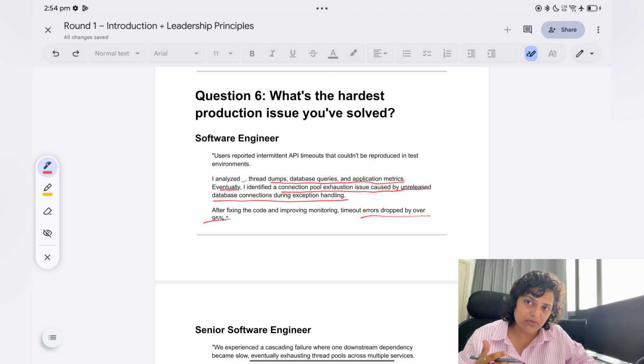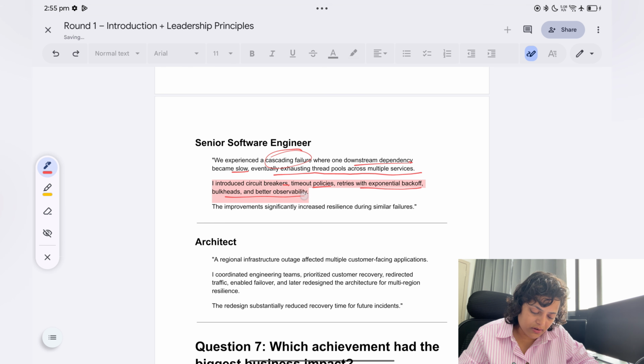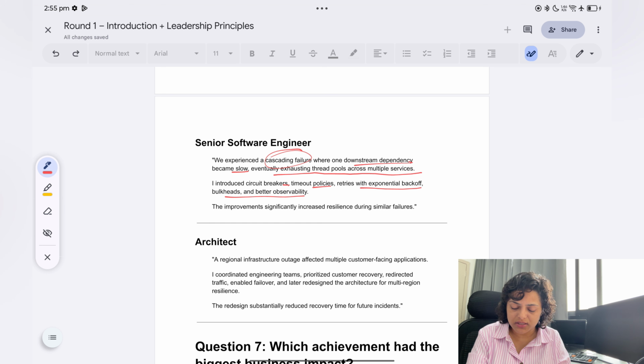Now what would a senior software engineer be expected to answer for what's the hardest production issue you have solved? A senior software engineer will say that we experienced a cascading failure, where one downstream dependency became slow, eventually exhausting the thread pool across multiple services. I introduced a circuit breaker, timeout policy, retries with exponential backoff, bulkhead, and better observability. All these things we have discussed in the system design videos. The improvement significantly increased resilience during similar failures. Next time that failure will not occur.